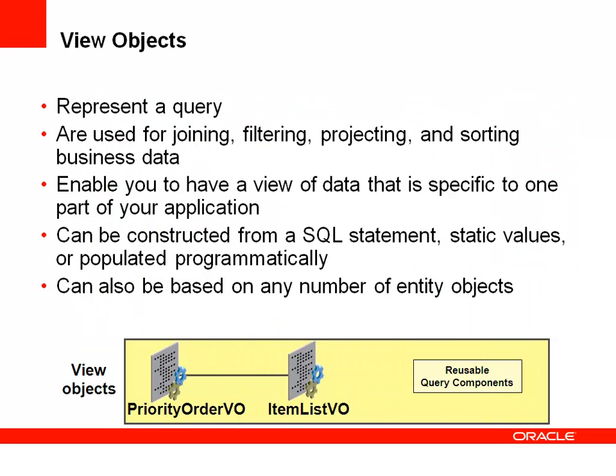A view object represents a query, and because it uses SQL to access the data, you can use all the SQL functionality to define the set of data that is represented in a view object. This means that you can use things such as joining, filtering, projecting, and sorting to create a very specified set of data for your business service.